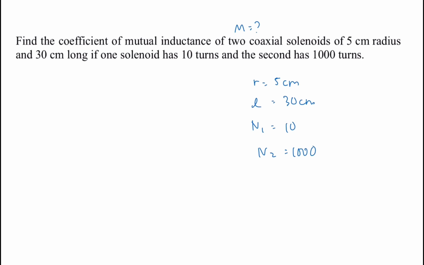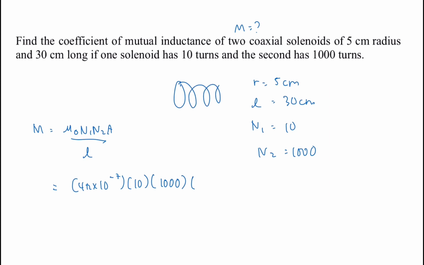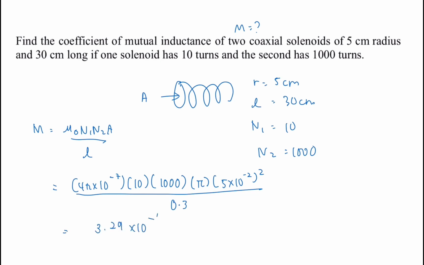To calculate the mutual inductance, M equals mu naught N1 N2 A over L. So mu naught is 4 pi times 10 to the negative 7, N1 is 10, N2 is 1000. A is the surface area, because the solenoid looks like this, so you rotate it, and this will be the A. Therefore it is pi R squared, over the length of the solenoid, which is 0.3. Remember, everything must be in SI units. So you're going to get 3.29 times 10 to the negative 4 Henry.